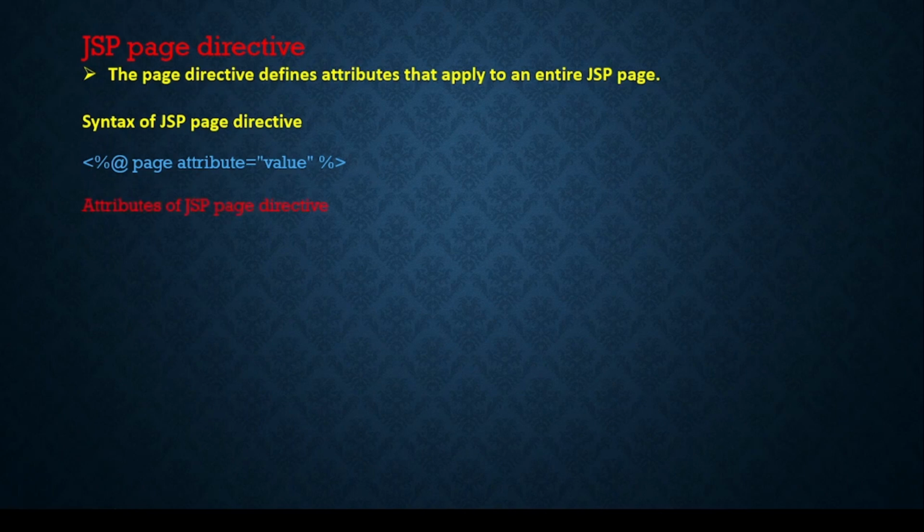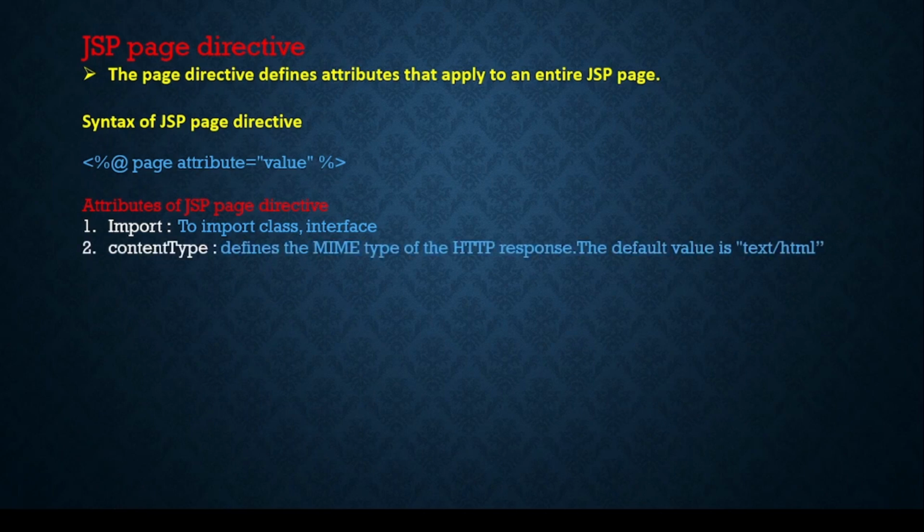What does a JSP page directive typically contain? There are actually nine to ten attributes, or even more, and we'll discuss each and every one as part of this video. The first one is the import attribute. We write percentage, at-the-rate, page import equals the class. The import attribute is used to import a class or an interface. The next one is the content type.